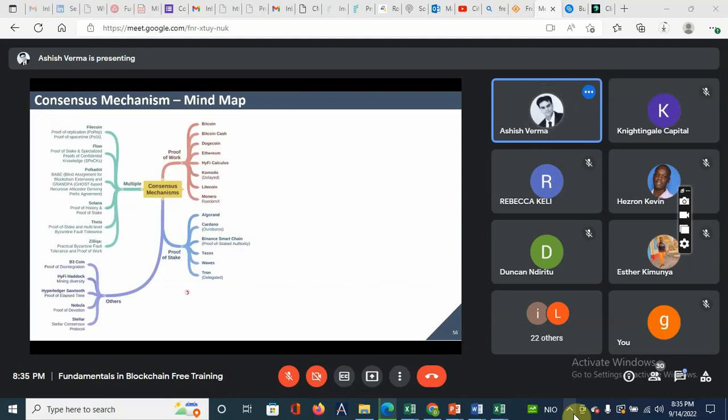This is a consensus mechanism mind map. So proof of work is being used by Bitcoin, Bitcoin Cash, Dogecoin, Ethereum. Then there's Komodo, Litecoin, Monero. Then we have proof of stake. Algorand is using it, Cardano is using it, Binance Smart Chain, Tezos, Waves, Stronghold. And Ethereum is also starting to use proof of stake, I think from midnight today. So we'll have the Ethereum merge done in the next few hours.